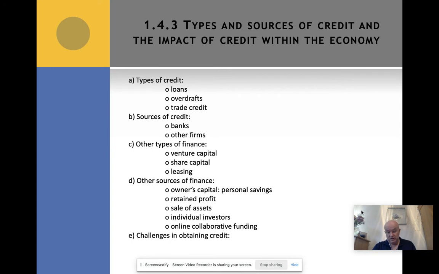But we're also going to take a look at some of the challenges in obtaining credit, and in this case, borrowing money, or some of the issues you might face, depending on the type of business that you are and the sort of track record that you've got. So those are the key things that we're going to be looking at, and how the role of credit has, and what impact does that have on the economy overall. So a reasonable amount to get through, but hopefully a lot of this will be reasonably familiar to you. So let's see how we go.